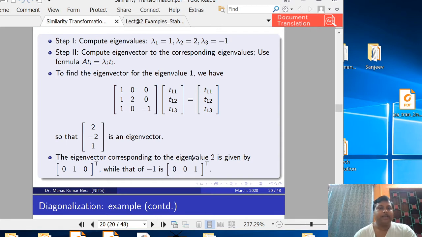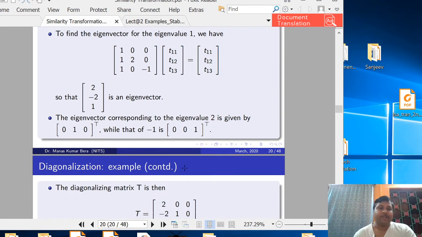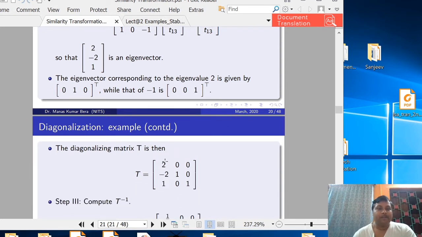So this is the eigenvector corresponding to lambda 1 equal to 1. Similarly, we can calculate the eigenvector for the eigenvalue 2, that is [0 1 0] transpose. So it is a column vector, and for the eigenvalue -1 the eigenvector is [0 0 1] transpose. Okay, so these are step 2. You have calculated the eigenvectors. Why? Because these eigenvectors will form the T matrix. So the columns of the T matrix will be the eigenvectors. So 2, -2, 1, 0, 1, 0 and 0, 0, 1.